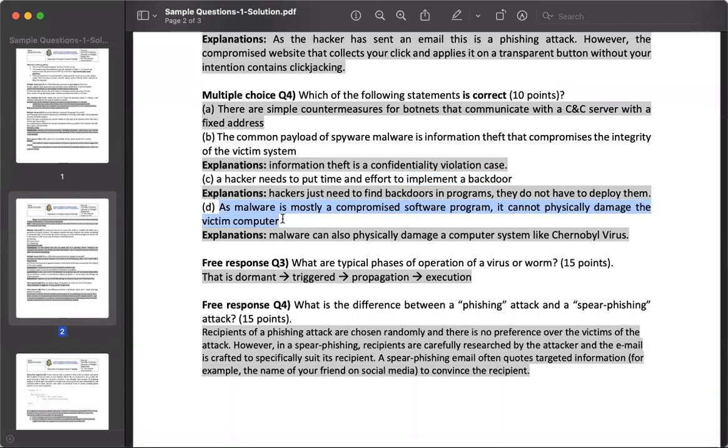We have had some malwares that could physically break computers down, like for example, the Chernobyl virus. So physical damages can come out of some malware attack. So this is not correct. So out of the items, only item A is correct. That says a simple countermeasure is to just kill the CNC server.